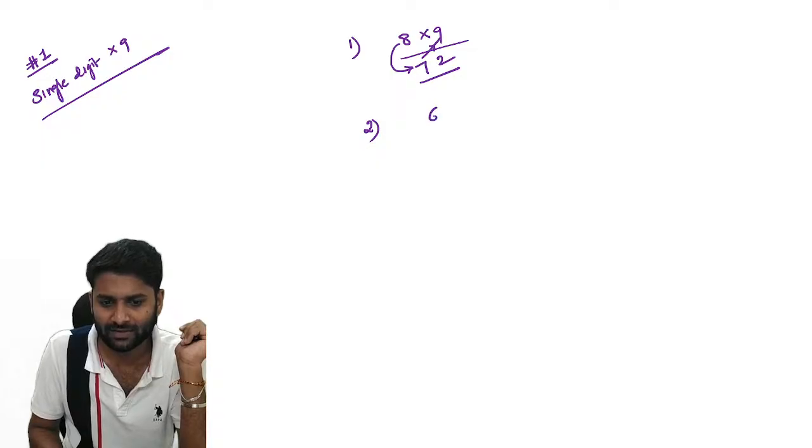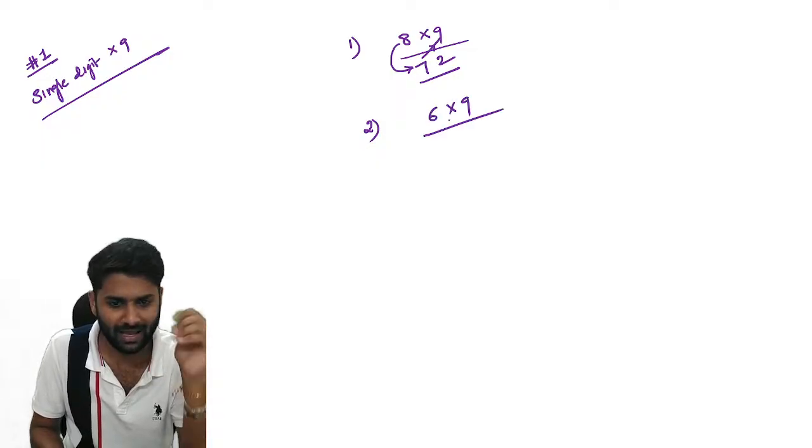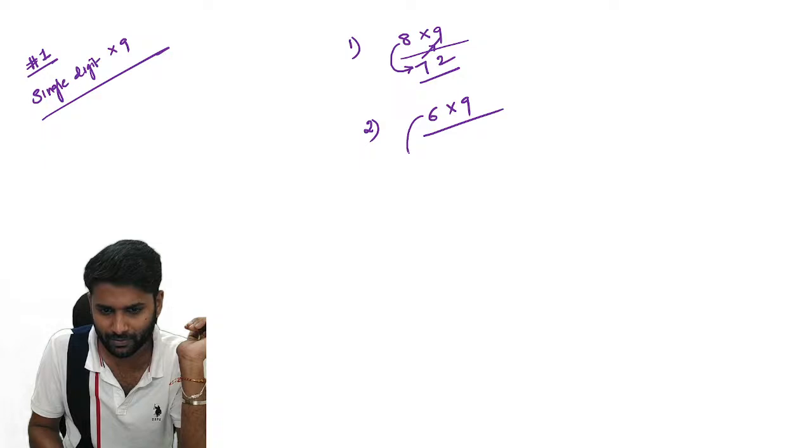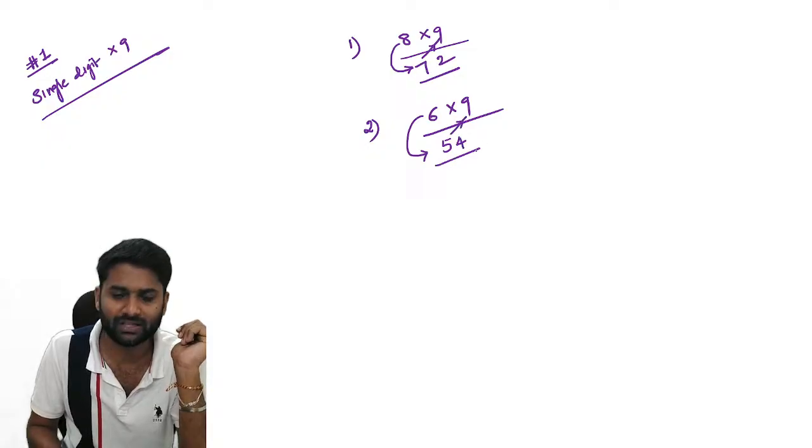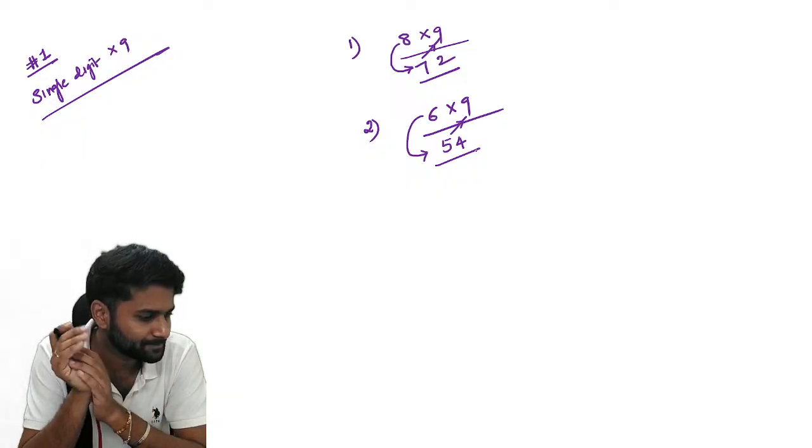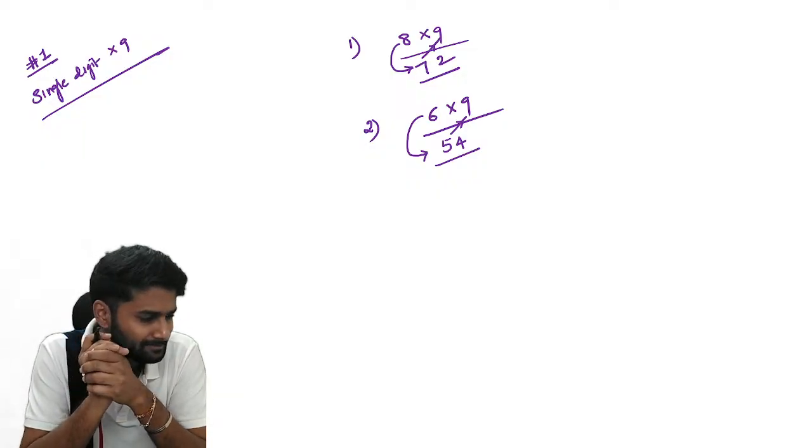Let's go for another one. 6 into 9. As I go through the same approach here, consider the previous digit. The previous digit of 6 is 5. Then 5 becoming 9 needs exactly 4. So here the answer is 54. Is it clear?